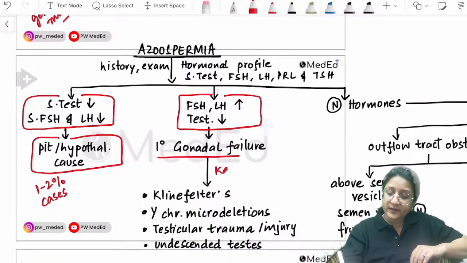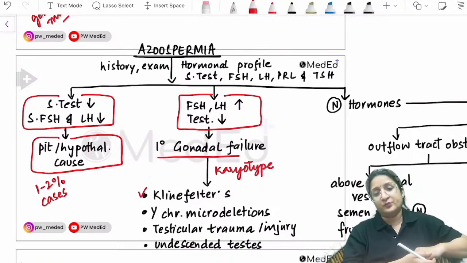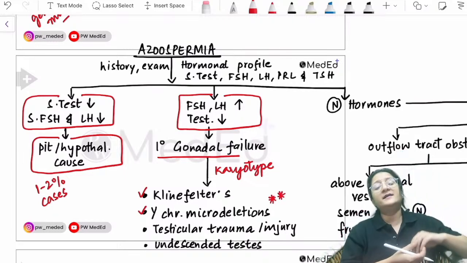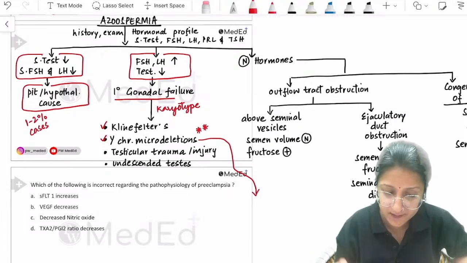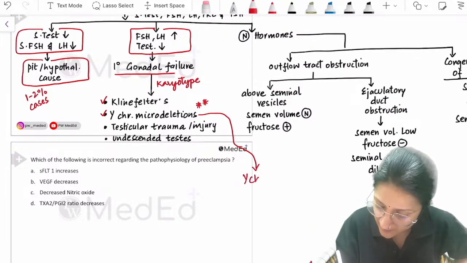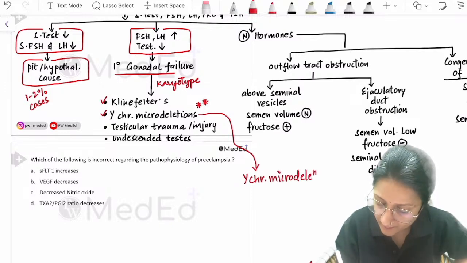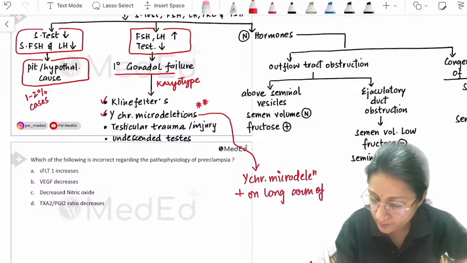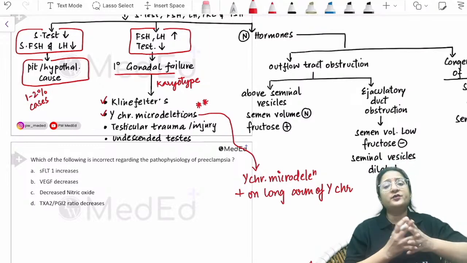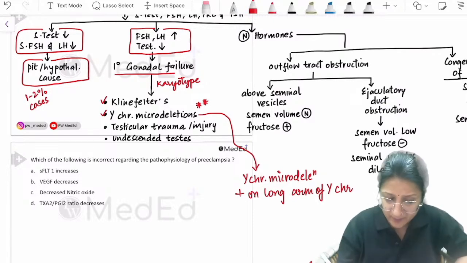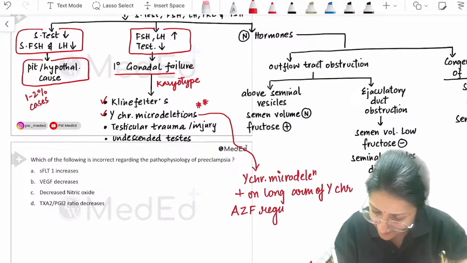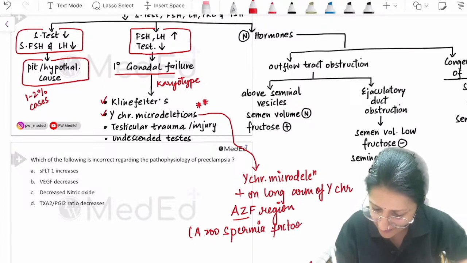In that situation, one should always go for a karyotype, because there is a high possibility of Klinefelter syndrome. One should test for Y chromosome microdeletions as well. Y chromosome microdeletions are very, very important to note here, highlight it, asterisks. They are present on the long arm of the Y chromosome. There can be various areas on this chromosome where there can be microdeletions, but most typically the AZF region, the azoospermia factor. Just remember these one-liner pointers.